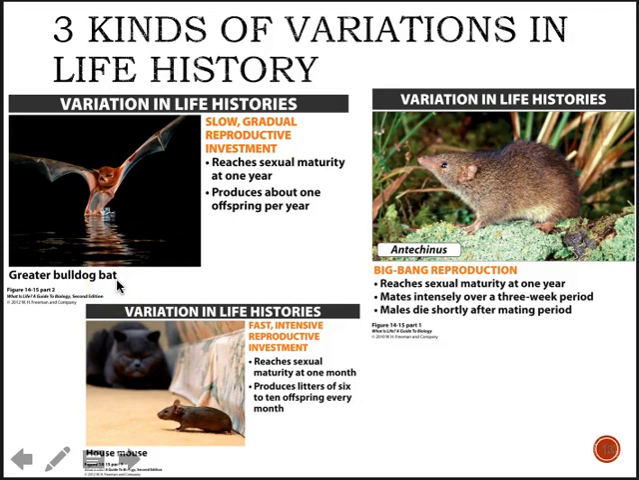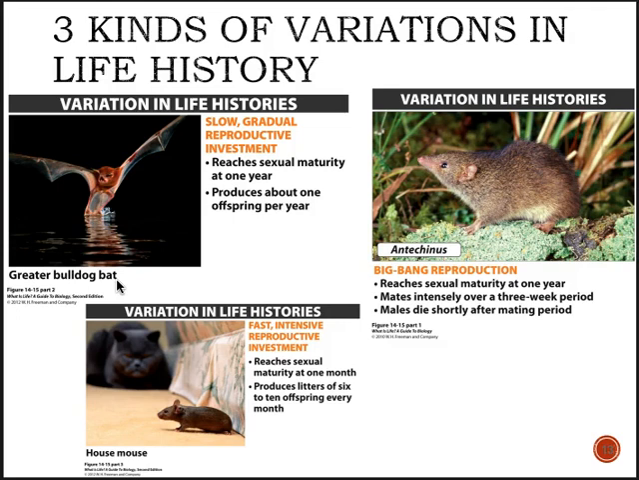And the greater bulldog bat is an animal that reaches sexual maturity at 1 year of age, which is our first life history characteristic of age at first reproduction. So that's 1 year old. It reproduces about one offspring every year, and that's the number 3, litter size and frequency. What about probability of surviving and reproducing at each age? That was the second thing on our list.